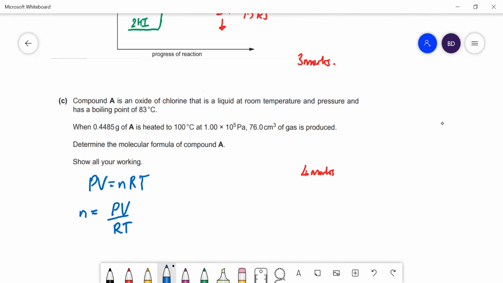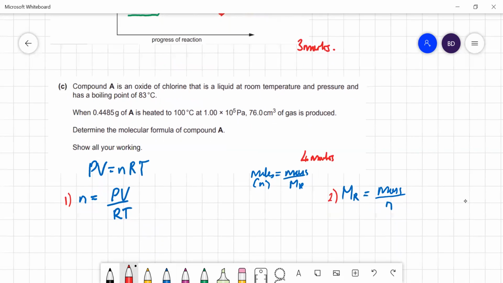And then we have to relate the number of moles to the Mr and the mass. So moles is equal to mass over Mr. So rearrange to get Mr is equal to mass over moles. Call that n. So we're going to work out n first of all. That's the first thing we're going to do. And then, number two, we're going to put the value of n into that equation to find out the Mr. So let's find out the number of moles.